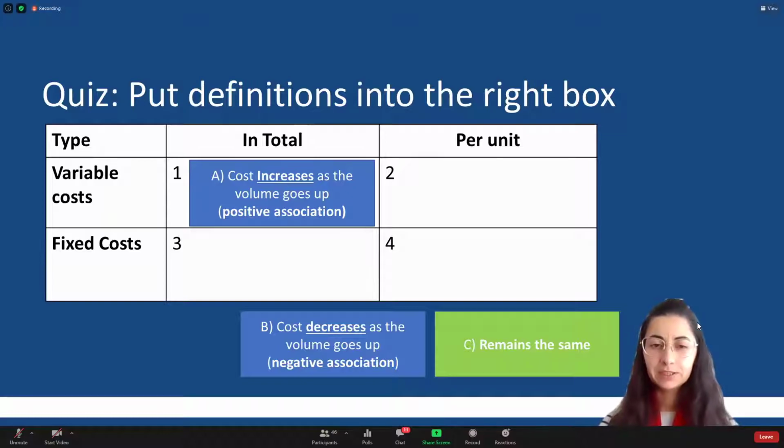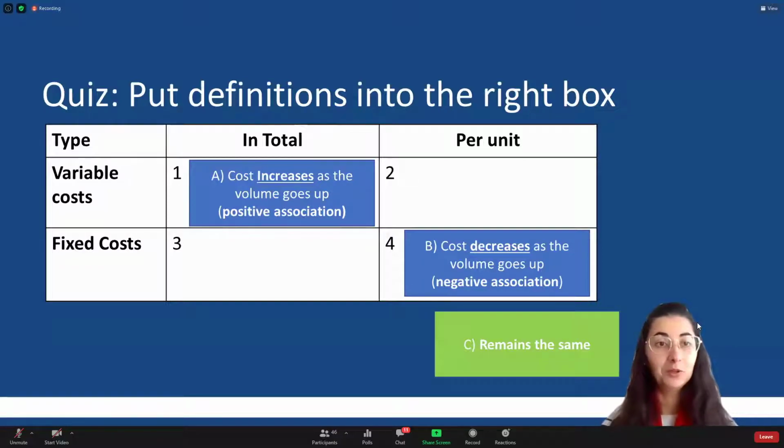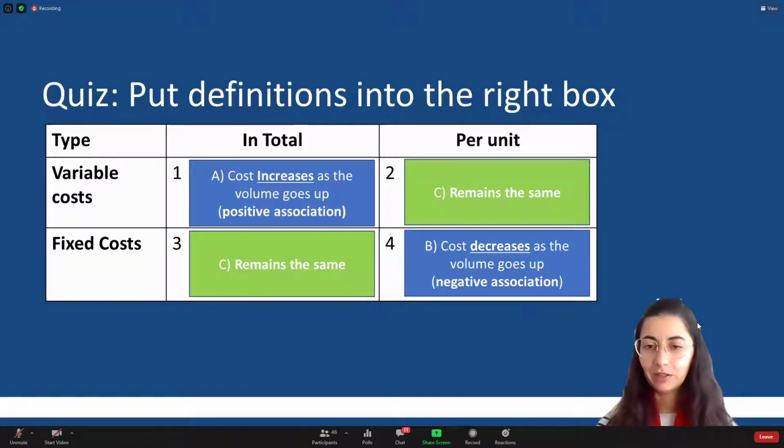Then on box B, which says that cost decreases as the volume goes up, or where there's a negative association, most of you said it should go to box 4, which is fixed costs per unit. And that is also correct. Very good. And finally, box C, most of you answered the last one, boxes 2 and 3, and that also is correct. Very good. Wonderful.